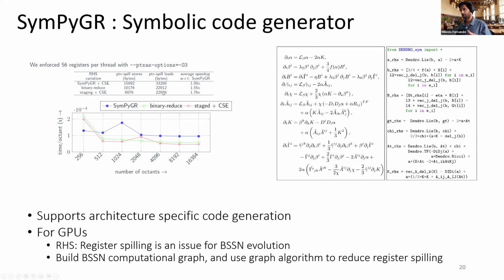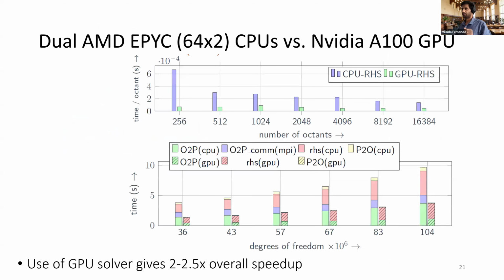So basically, this is compiler reported register spillings when evaluating the BSSN right hand side. And these are some of the improvements that we make, and we can reduce the register spilling. And this is reflected in the average speedups that we can achieve.